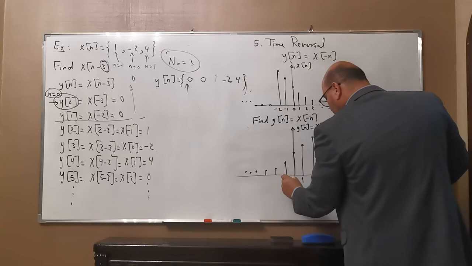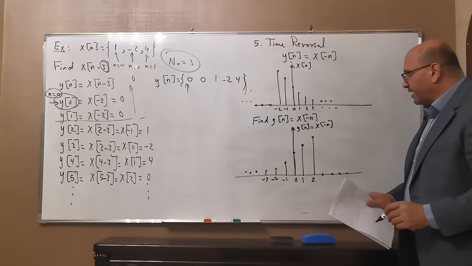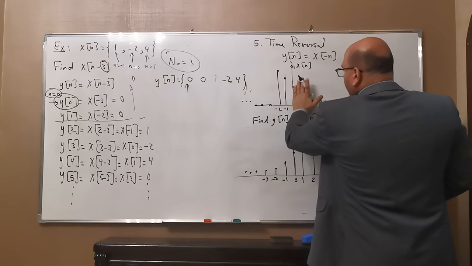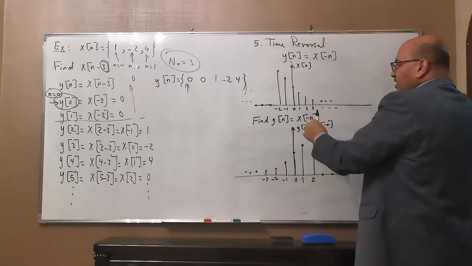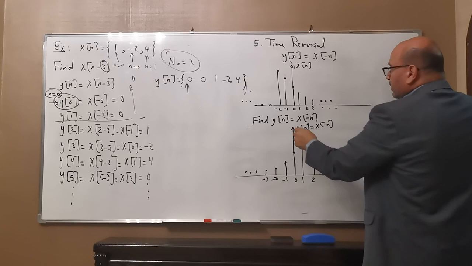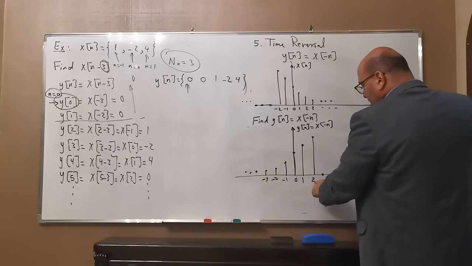So this is what we call a time reversal or flipping of a sequence. You flip the sequence and you always flip it around the y-axis. So the y-axis is my rotational axis. You flip it 180 degrees with a minus sign, which gives us this sequence here. So the negative index will be positive index. The positive index will be negative index.